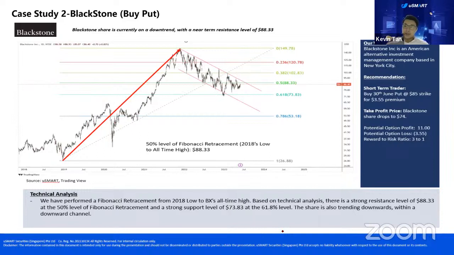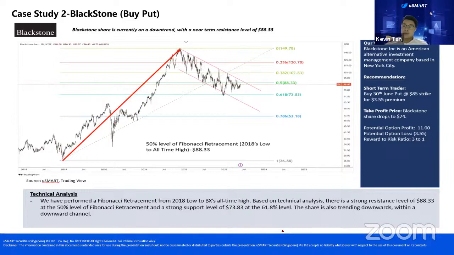And your potential loss is really limited to just the option premium, which is $3.55. So this trade setup itself actually represented a reward to risk ratio of 3-1. And that's why we believed back then that this is an attractive opportunity for investors who are bearish against Blackstone shares. You can make use of put options to bet against Blackstone shares.